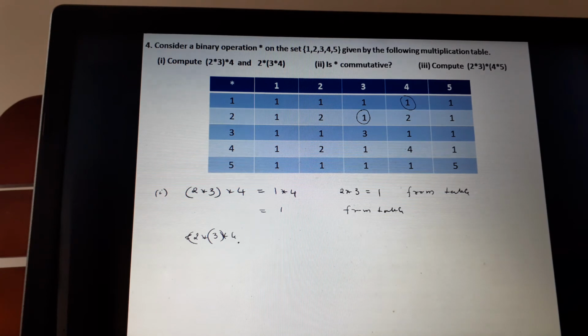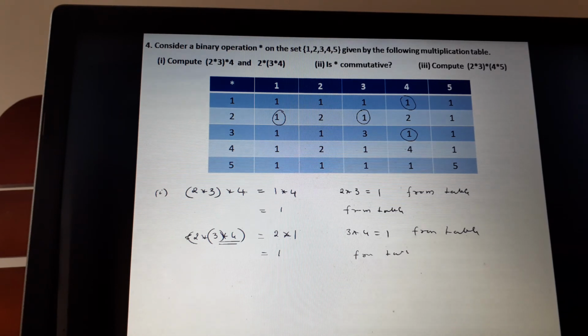So second one. So this is 2 star. First I have to check this one, 2 star 3. Sorry, 3 star 4, I am sorry. 3 star 4, once again it is 1, because 3 star 4 equal to 1 from table. So this is next. Check here, 2 star 1. 2 star 1 is also 1 only. So this is 1, from table.